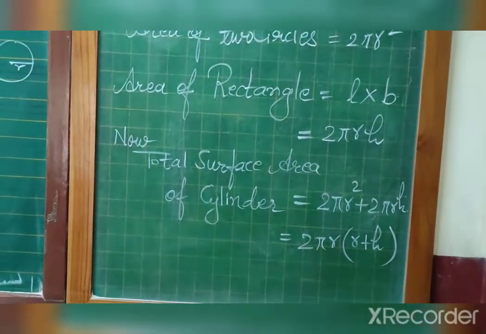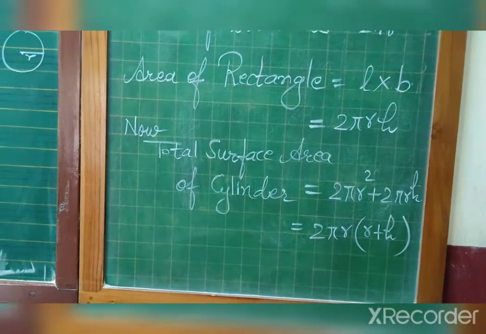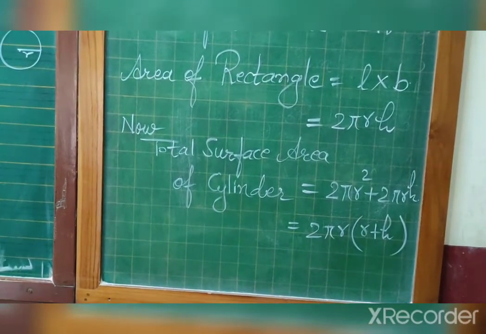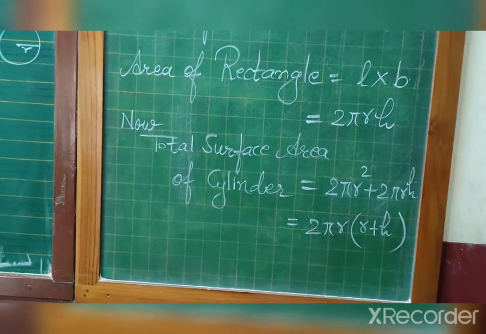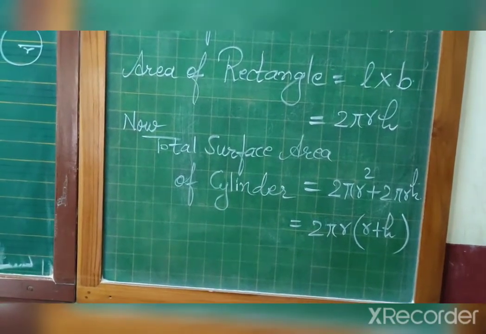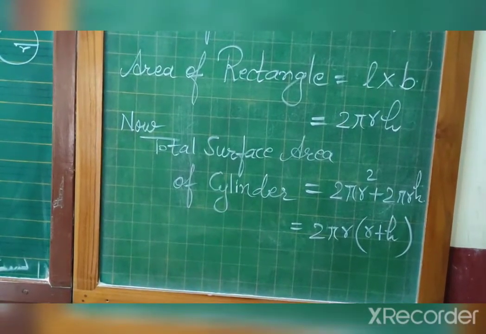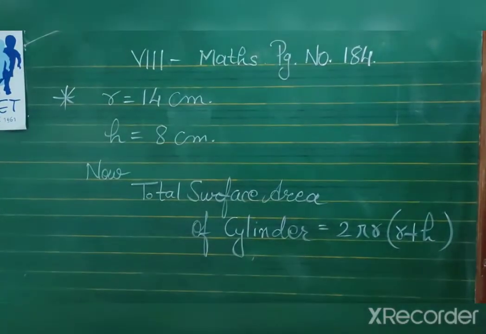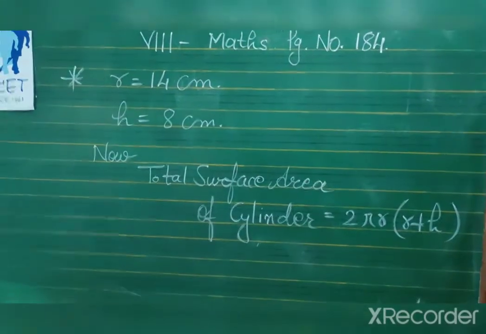If the radius and height are given in centimeter, then the answer is in square centimeter, because area we always calculate in square form. Square centimeter, square meter, square kilometer, whatever is there. Now you can see here in try this, radius is given 14 centimeter.